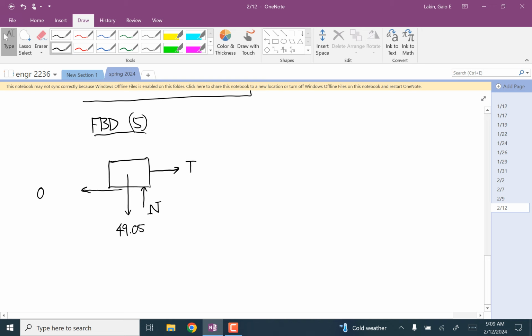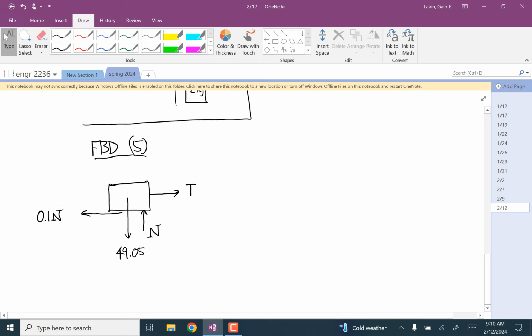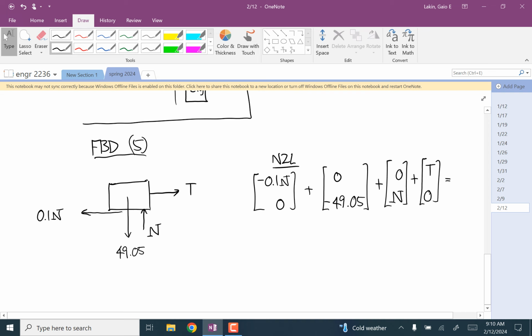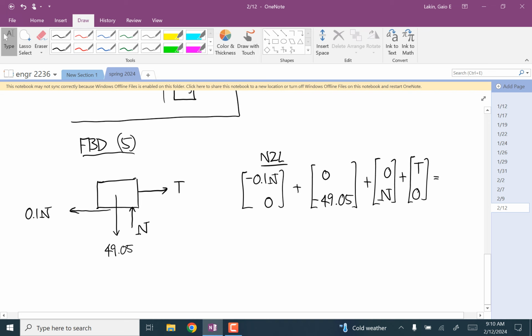And the value of that is 0.1 N. Okay. Newton's second law says negative 0.1 N times 0 plus 0, negative 49.05 plus 0 N plus T times 0 is equal to, now with the accelerations, we're going to do it the same way that we did with the things on pulleys before. This acceleration, all we have to figure out is that moving along X or Y?